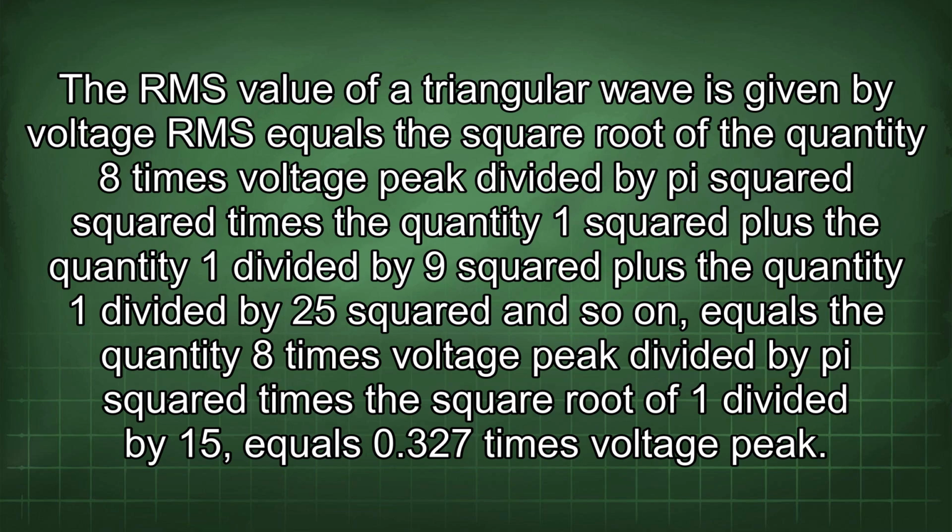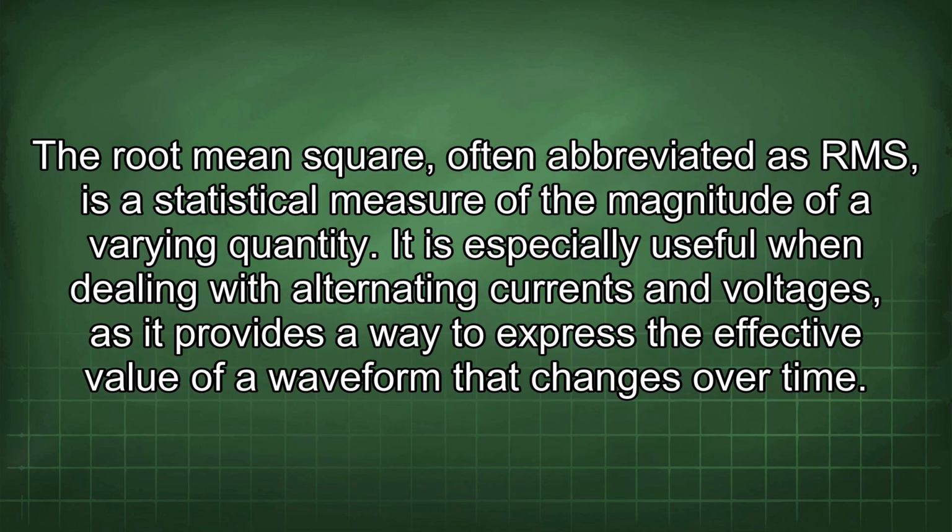The RMS value of a triangular wave is given by V_RMS equals the square root of the quantity 8 times V_peak divided by pi squared times the quantity 1 squared plus the quantity 1/9 squared plus the quantity 1/25 squared, and so on, which equals the quantity 8 times V_peak divided by pi squared times the square root of 1/15, which equals 0.327 times V_peak.